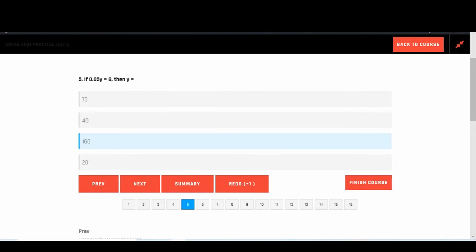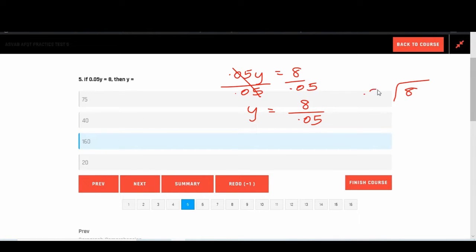Okay, so this is a one-step equation. It says if 0.05 times y equals 8, then y equals. So 0.05y equals 8. We're going to solve for y by dividing both sides by 0.05. So this crosses out. We're left with y equals 8 over 0.05. That's not an answer choice, unfortunately. So we have to regard this fraction as long division, namely 8 divided by 0.05.